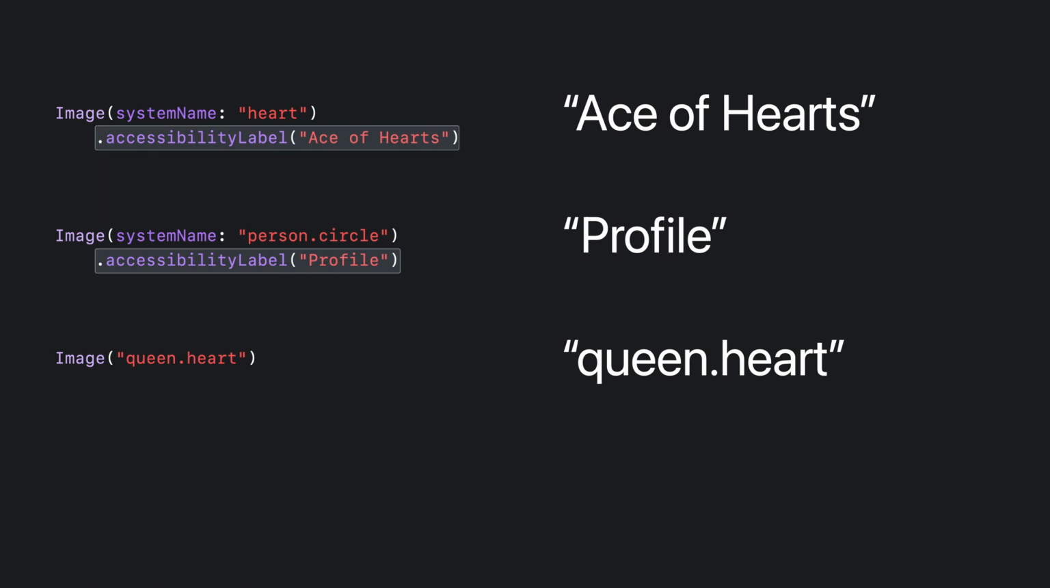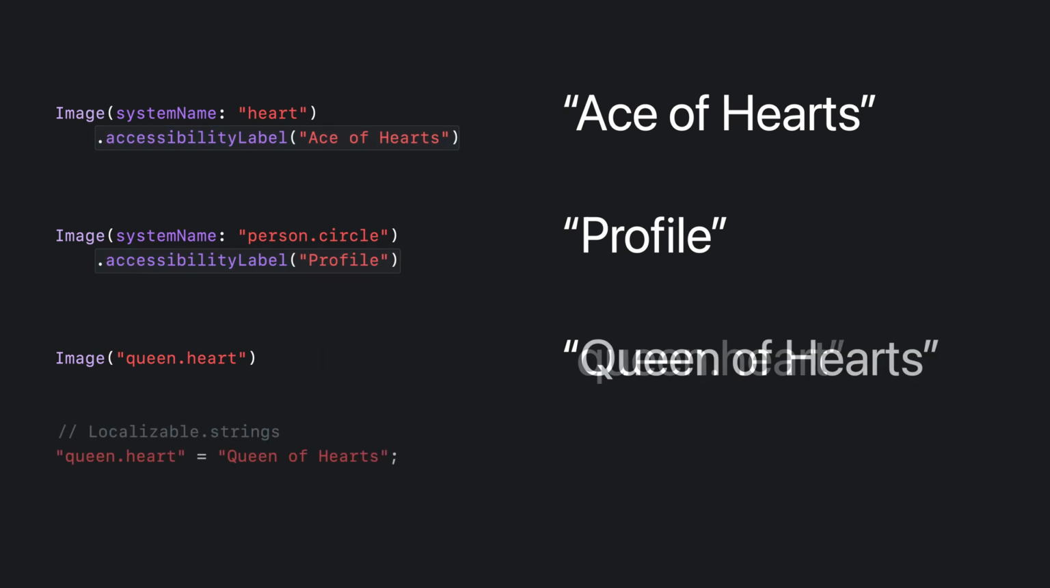Our custom symbol is another case where we're not getting an ideal accessibility description. A great way to improve that is to provide a localization for the image's name in a localizable .strings file. SwiftUI will automatically use this localizable string for the accessibility label of this image anywhere it's used.